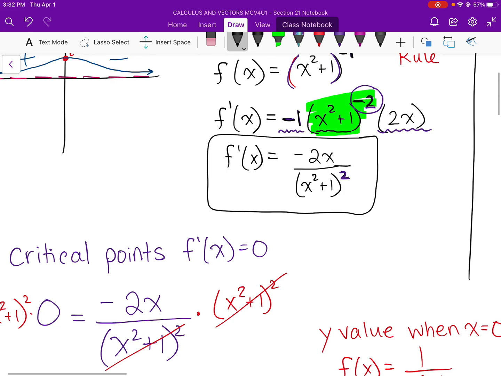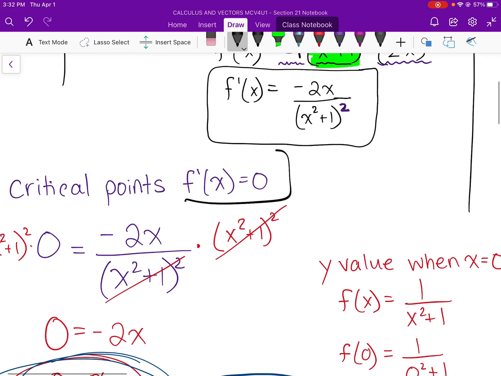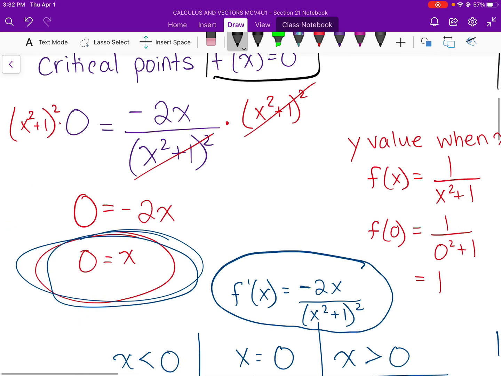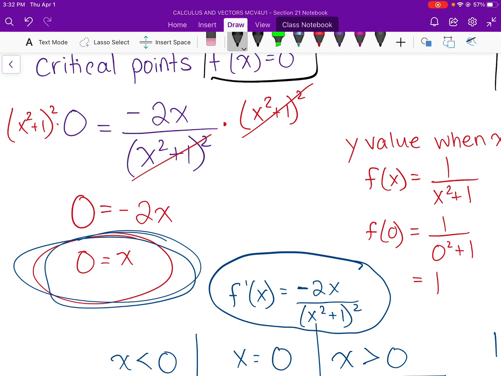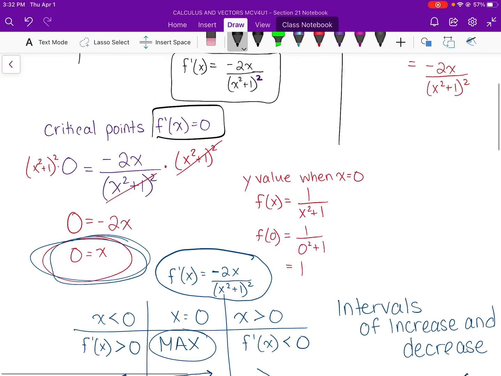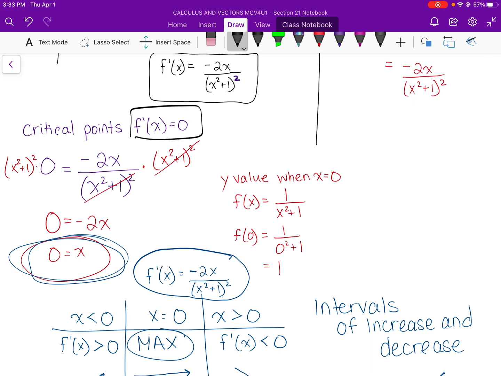Okay, then we set our first derivative equal to 0 and solved it. We concluded that we only care about the numerator. So in order for this function to equal 0, you would just need the numerator to equal 0, and that occurs when x equals 0. And then we found the y value when x equals 0 was 1. So now we know that there's a local max or a minimum when x equals 0 and y equals 1.